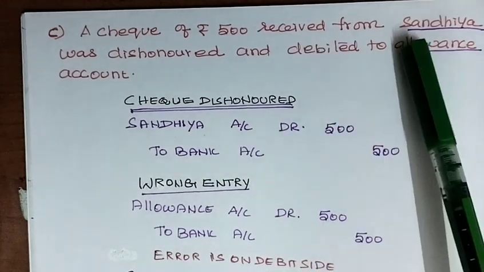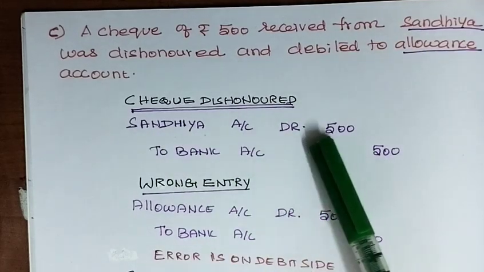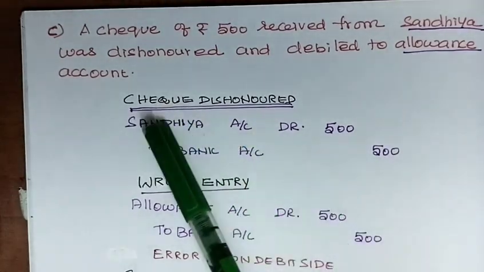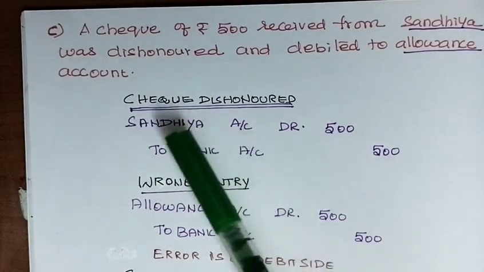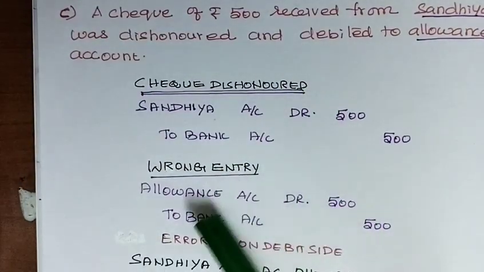So who is the receiver? Sandhya is the receiver. So Sandhya account debtor 500 rupees to bank account 500. This entry is dishonored check, okay? What is the wrong entry?